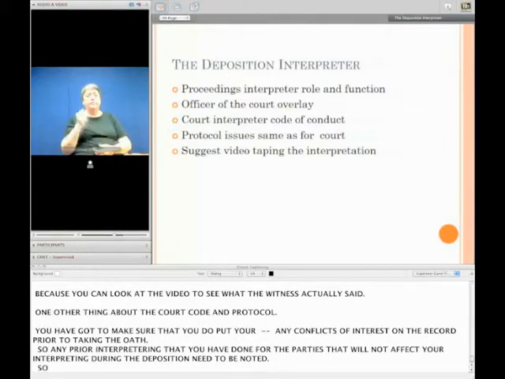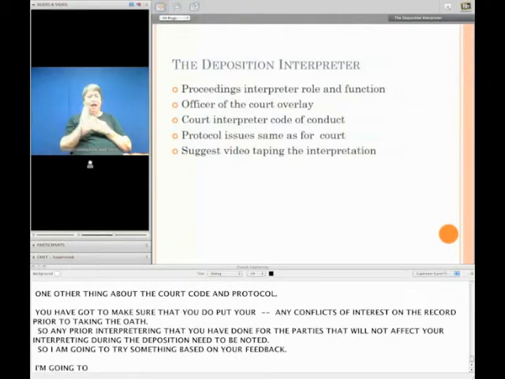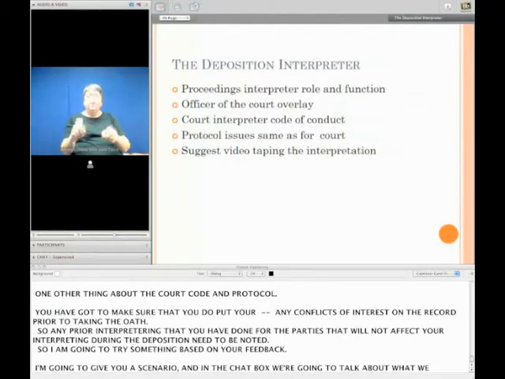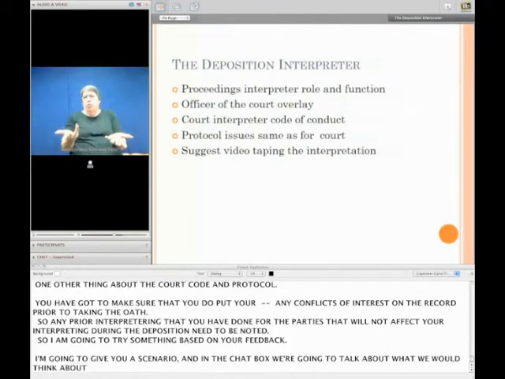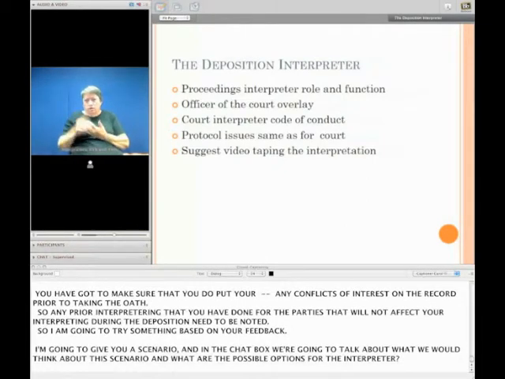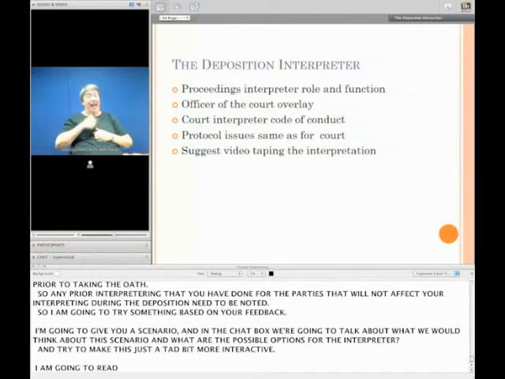So I'm going to try something based on your feedback. I'm going to give you a scenario, and in the chat box we're going to talk about what we would think about the scenario and what are the possible options for the interpreter, and try to make this just a tad bit more interactive. I'm going to read the scenario, and I'll read it more than once, and then I'd like to get your thoughts on it.